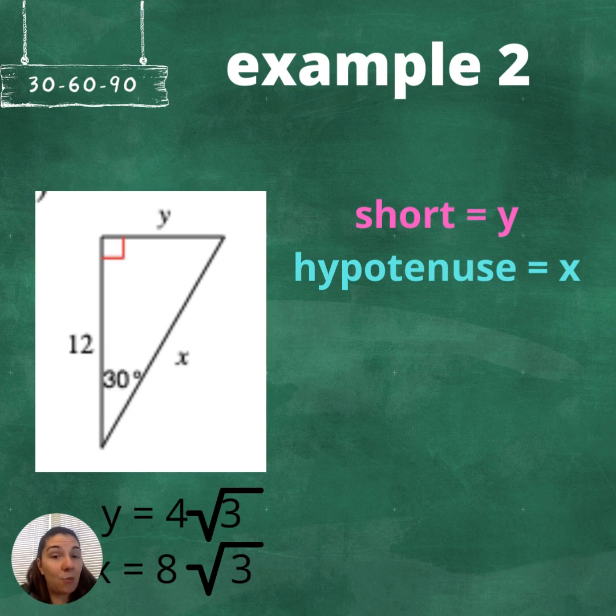So that means that what they provided you with is the medium length. So we would have to divide 12 by radical 3 in order to get the short side, which in this case is y, because y is opposite of the 30 degrees, and we know that the hypotenuse is x. So you'd have to solve for y first, and then once you have y's value, you can use that to solve for x. So 12 divided by radical 3.